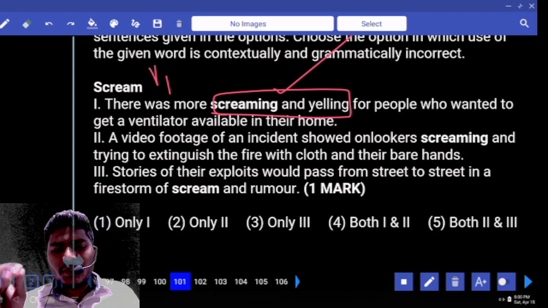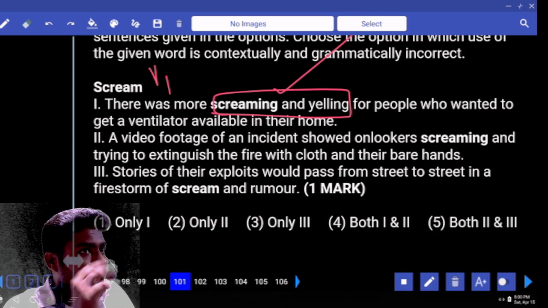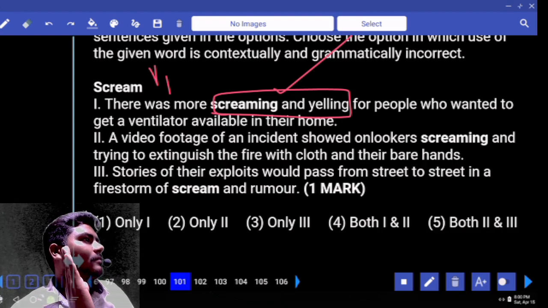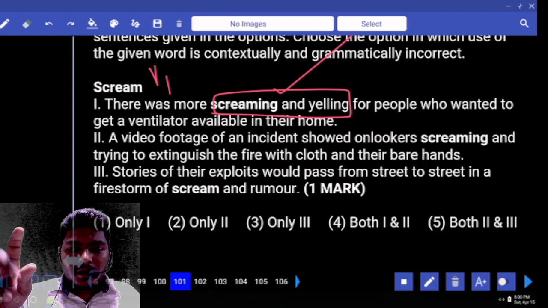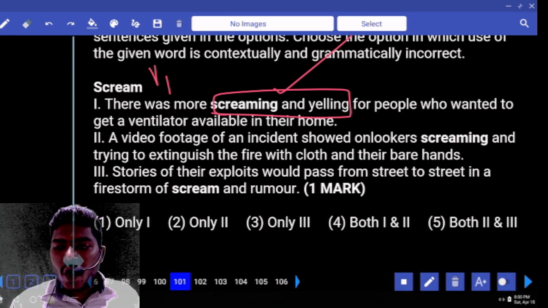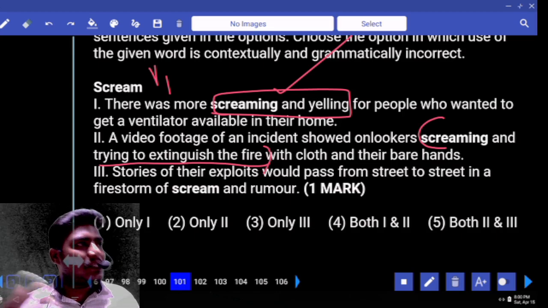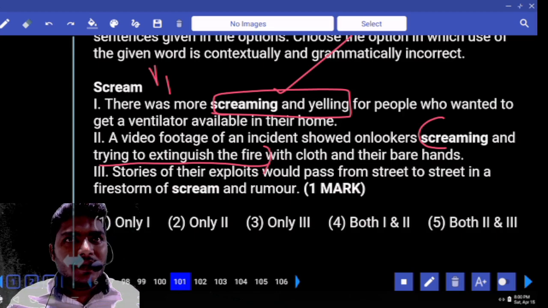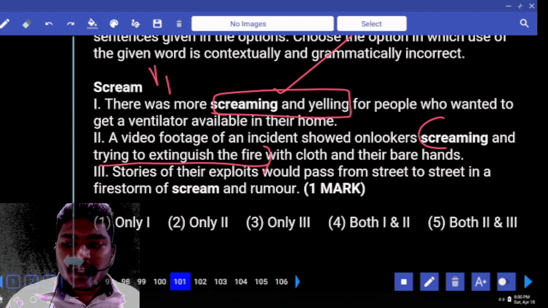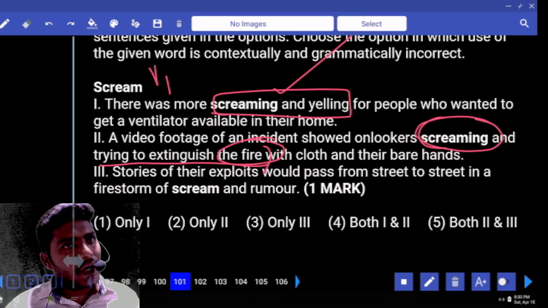The video footage of an incident showed that onlookers. Do you know who are onlookers? The people who stand there and witness something. When something is happening, people who stand nearby and watch are called onlookers. Video footage of an incident showed onlookers screaming and trying to extinguish fire. A fire started, they are screaming there, and trying to put out the fire. Why are they screaming here? Because of the fire incident, fire accident. Is it contextual or not?